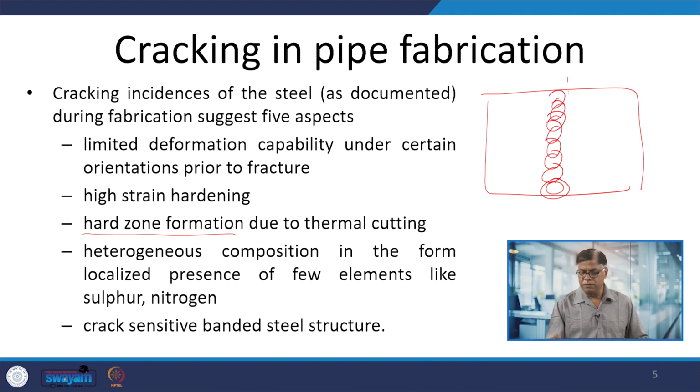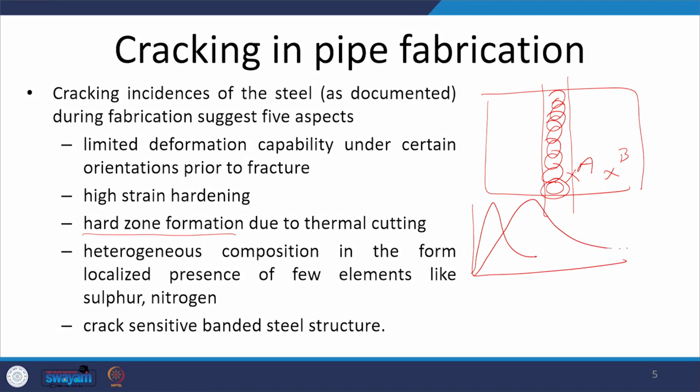So, the metal which will be in the vicinity of this line of cut will be heated to a high temperature. That is high temperature, say at this cut edge A, and a little away from the cut edge, B. Two different thermal cycles will be observed like this. Okay. So, what is happening here?